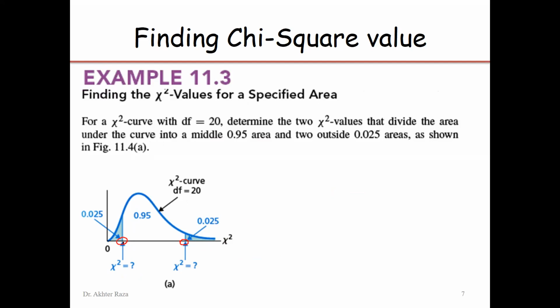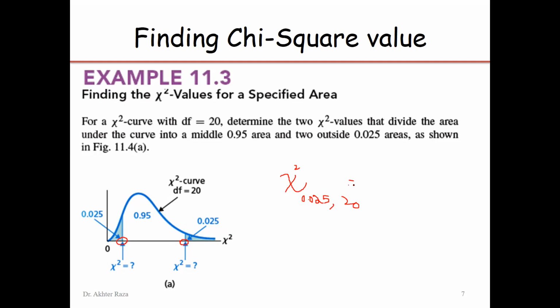But whenever we are looking at the left value, we have to provide this area to the chi-square table. That is 0.975 at 20 degrees of freedom. So we have to look up the two numbers from the chi-square table. One is chi-square 0.05, 0.025 at the degrees of freedom 20.